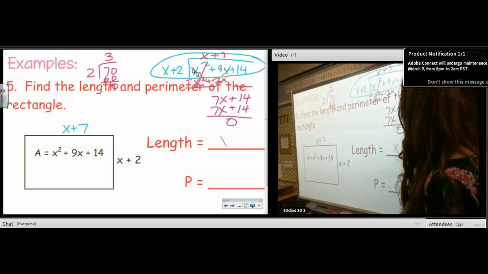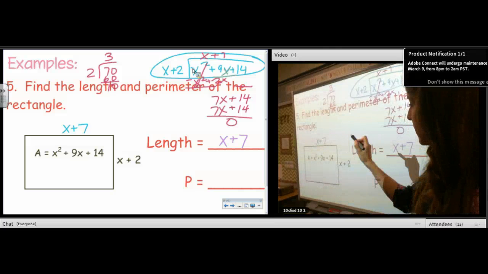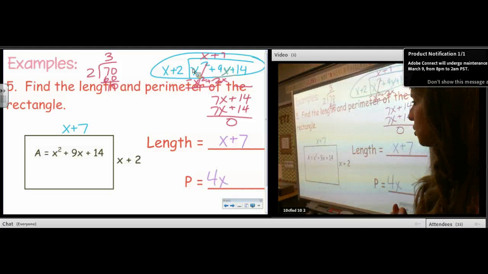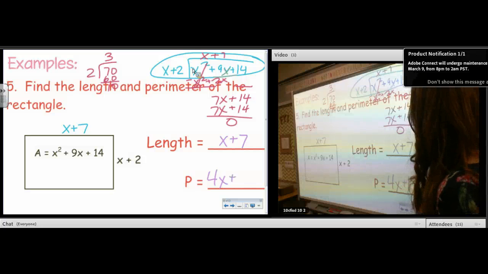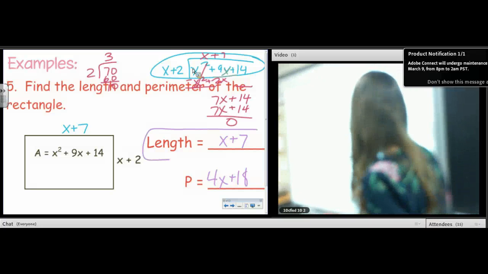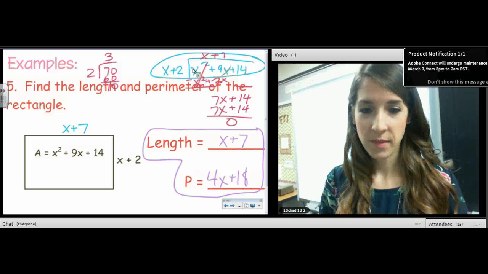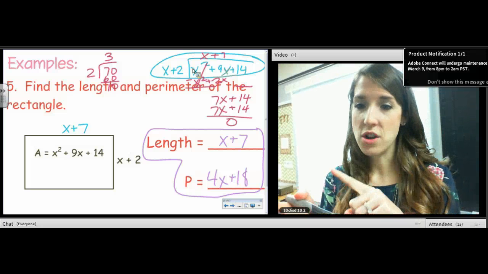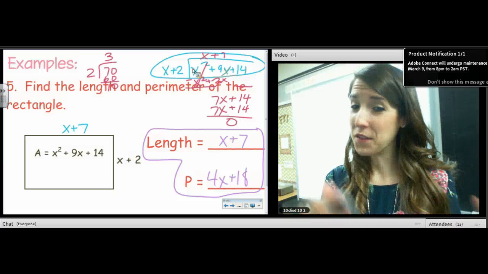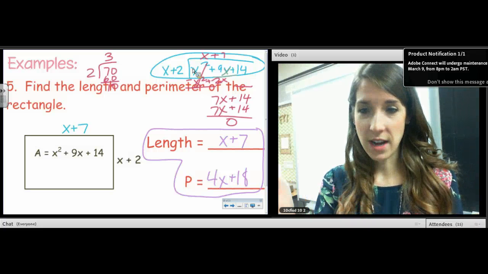So the length is x plus 7, and the perimeter is, how many x's do we have? x plus x plus x plus x, 4x, plus 7 plus 7 plus 2 plus 2. As long as you understand this part, then don't worry about my side note about long division, okay? Are we ever going to have to use long division? No. Are you going to have to do the length and the perimeter? Yes. But you can find the x plus 7 by using common sense. 2 times what is 14? You didn't have to do long division.